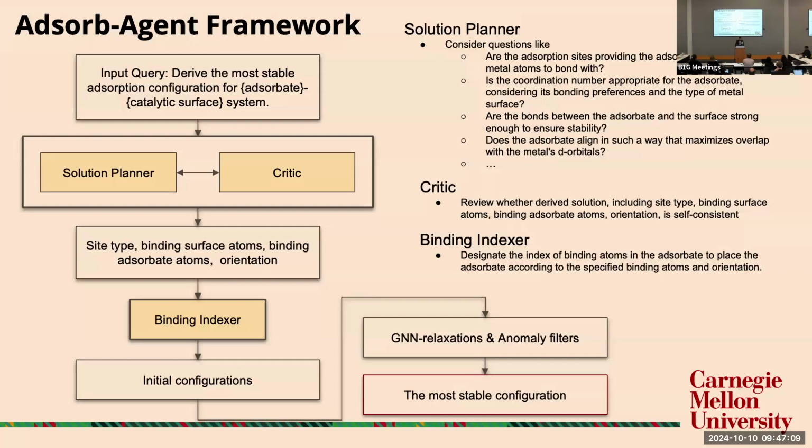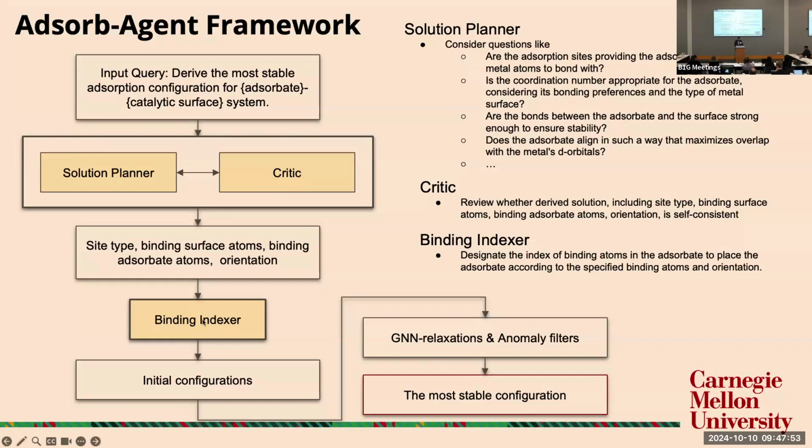The questions that we ask the Solution Planner via a meta prompt and then segregated prompts are: are the adsorption sites providing the adsorbate with sufficient metal atoms to bond with? Is the coordination number appropriate for the adsorbate, considering the bonding preference? So we ask multiple questions. Prompting here is super important. Then we created a critic, another LLM which discusses and debates whether it is right or not, so it is kind of like adversarial learning on the LLM. That gives us the site type, binding surface atoms, binding adsorbate atoms, and, to some extent, orientation.